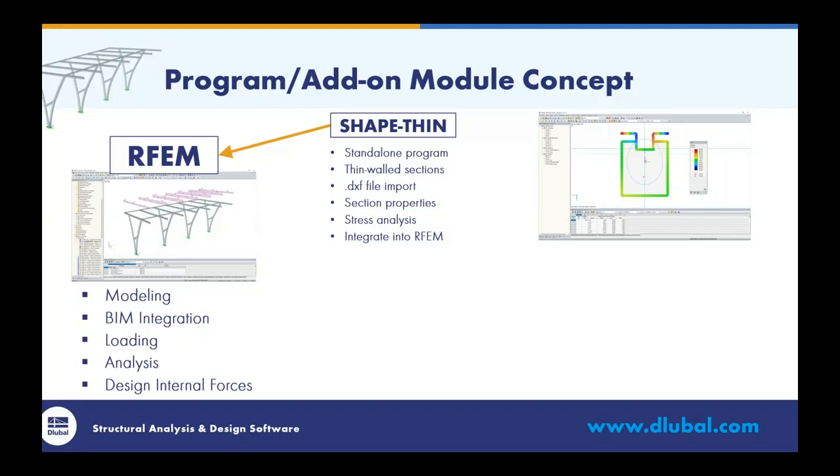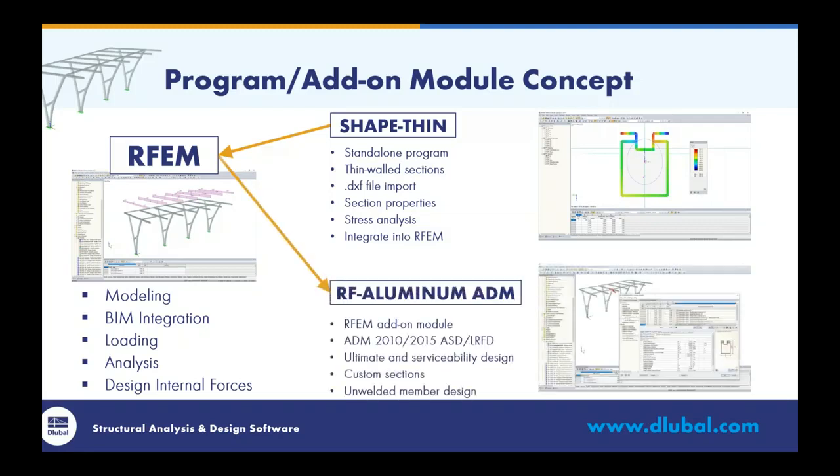Now, if we'd like to do design within RFEM, this is where we'd want to take advantage of the design add-on modules. And in particular, today we'll be looking at RF-ALUMINIUM ADM. So this is nothing more than just a dialog box within RFEM that allows us to do member design for aluminum per the ADM 2010 and the 2015, and we have both ASD and LRFD. This does include both ultimate and serviceability design, so we can check deflections as well. This also includes custom extruded sections, which we'll see today, where we take this section from Shape Thin into RFEM and we can design it per the ADM.